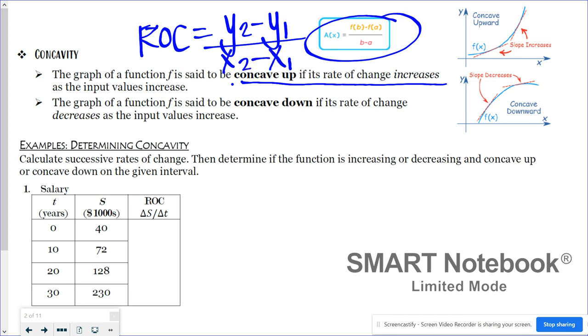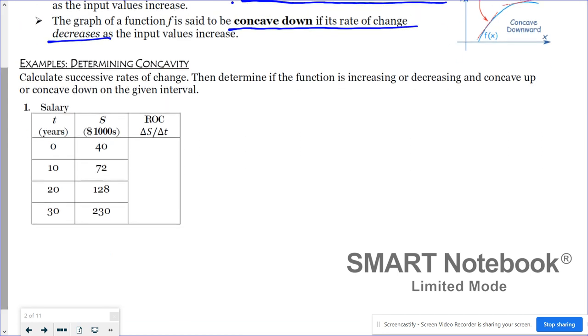A function is going to be concave up on an interval if the rate of change is increasing. So I will need to calculate at least 3 rates of change in order to determine if it's increasing. It follows that the graph of a function will be concave down if the rate of change decreases. We can look at increasing and decreasing behavior in two ways.